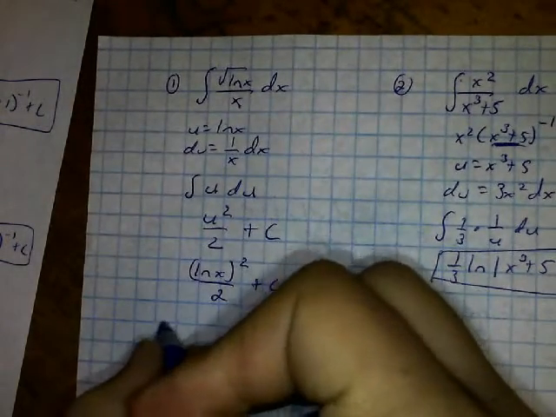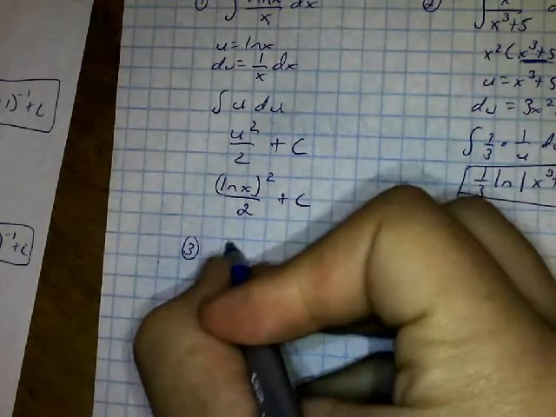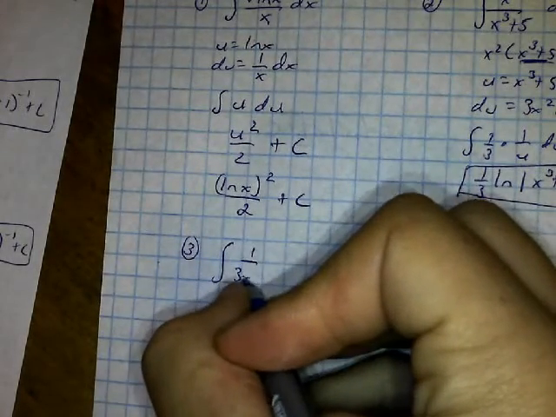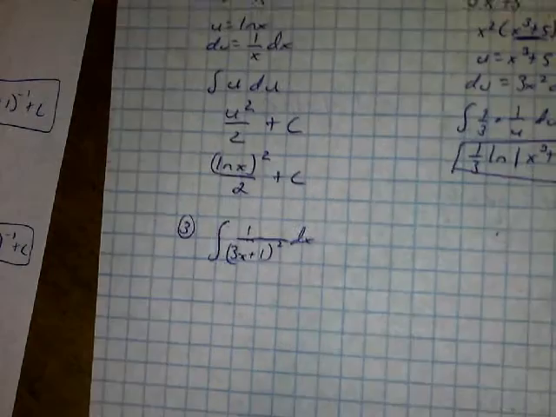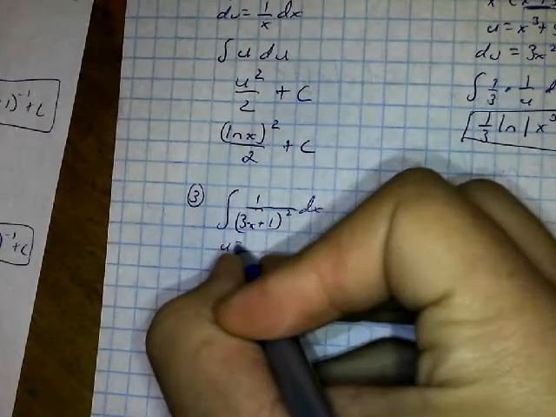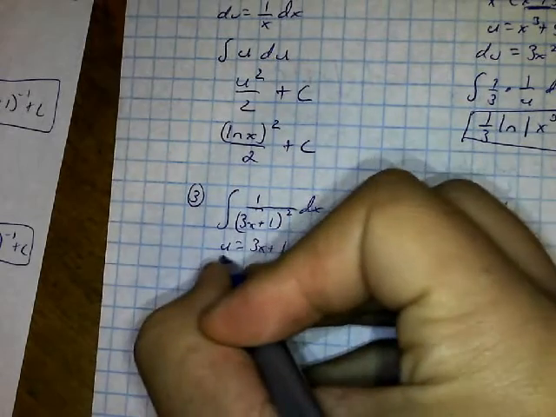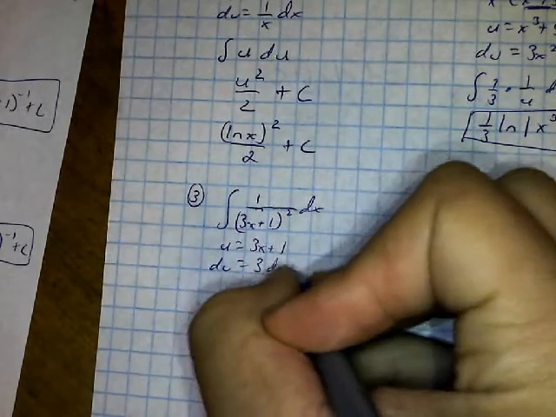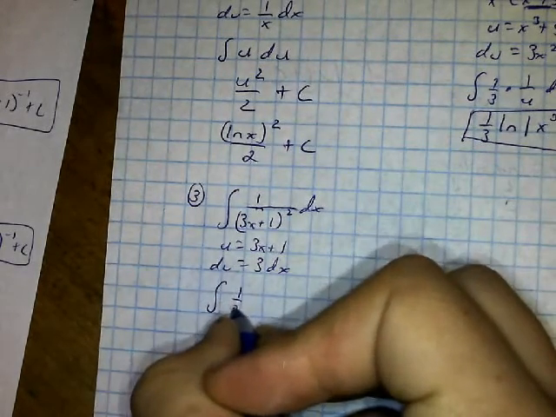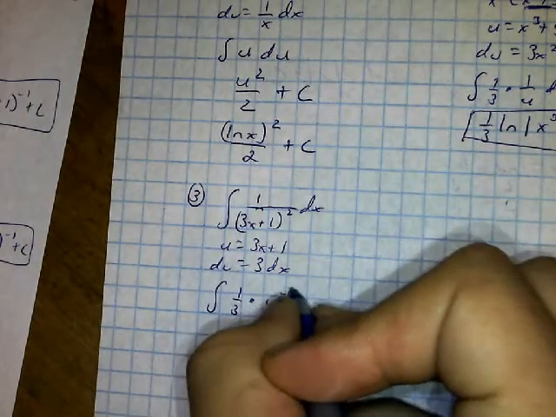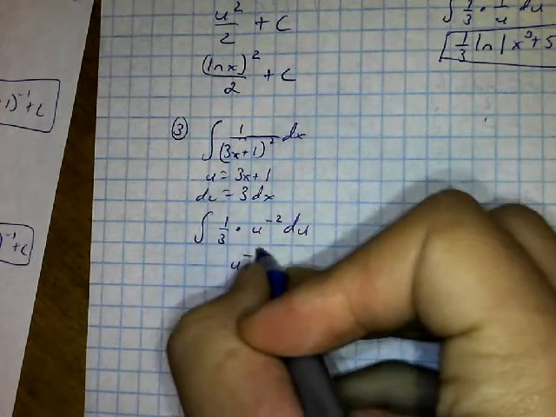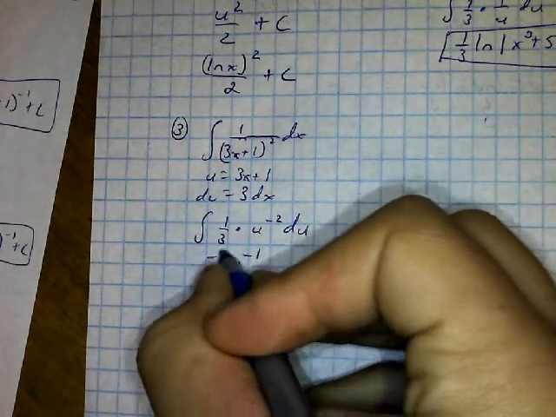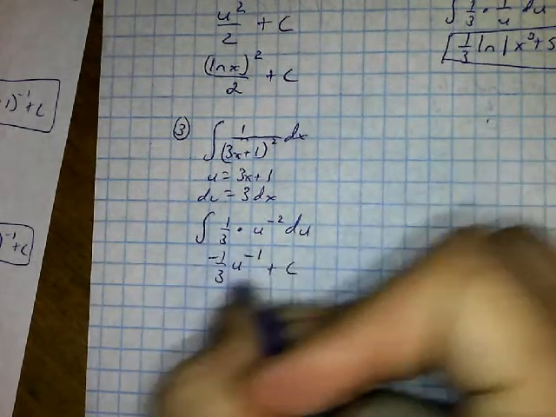Next problem. The integral of 1 over (3x plus 1) squared. Again, you can see your inside function at the bottom there. So u equals 3x plus 1. du equals 3 dx. So the integral of 1 over 3 times u to the negative second, which is add 1, you get u to the negative 1, divide by it, negative 1/3 u to the negative 1, plus c.